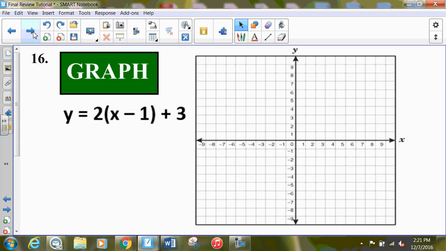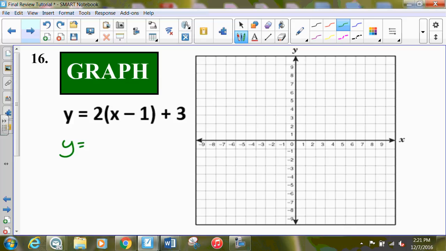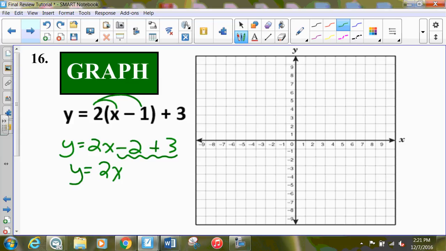Graphing again, we learned that we need to distribute first. So we went ahead and distributed: 2 times x is 2x. 2 times negative 1 is negative 2. Please don't be that person that forgets to distribute the 2 to that second term, to that negative 1. It's really easy to forget, but please don't let it happen to you. Then we're going to combine like terms. Negative 2 plus 3 is 1, 2x plus 1.